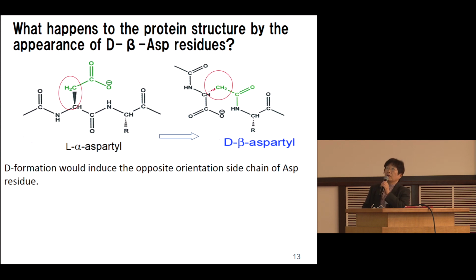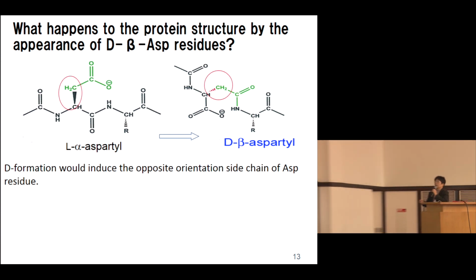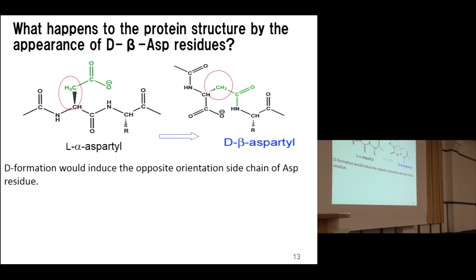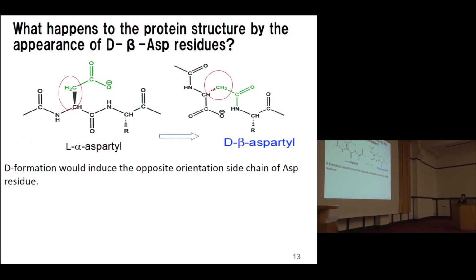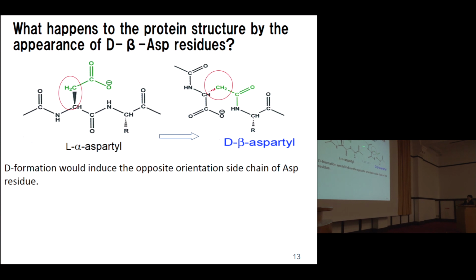So, what happens to the protein structure by the appearance of D-beta-Asp residues? Here is a normal L-alpha aspartyl residue. This is an abnormal D-beta aspartic acid. Inversion would induce opposite orientation. This one is here, and another one is behind this area. And so the side chain of the Asp residue is opposite.